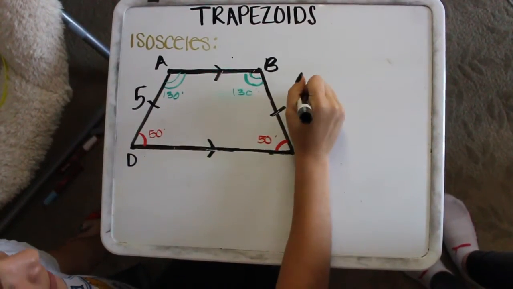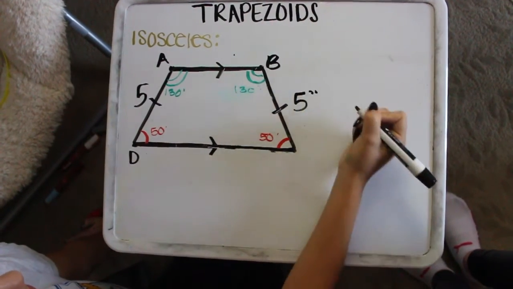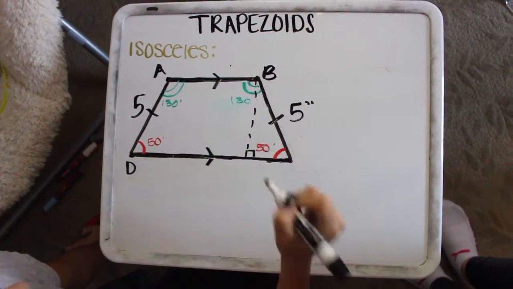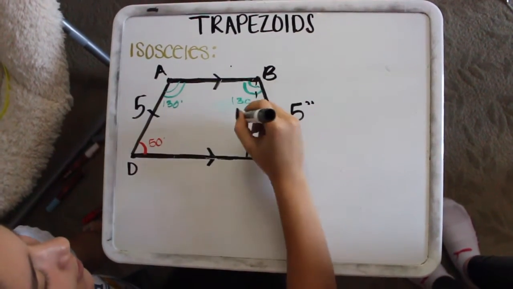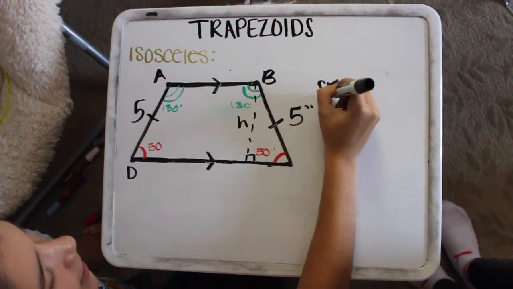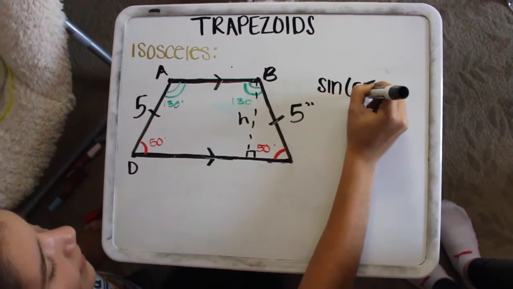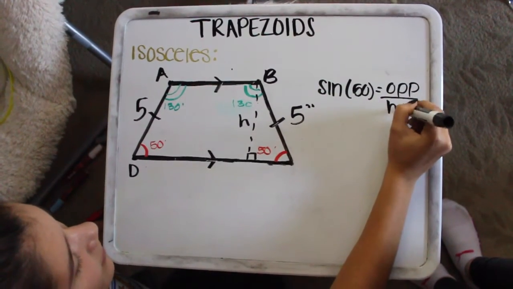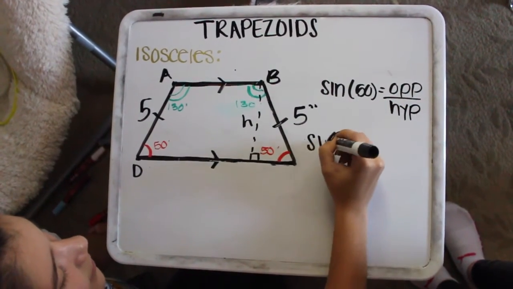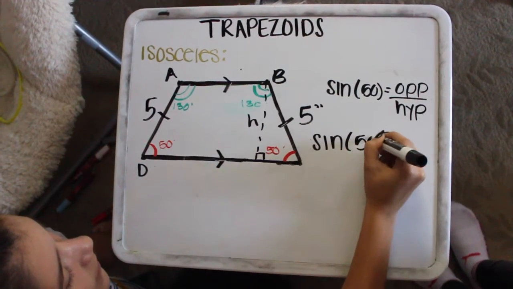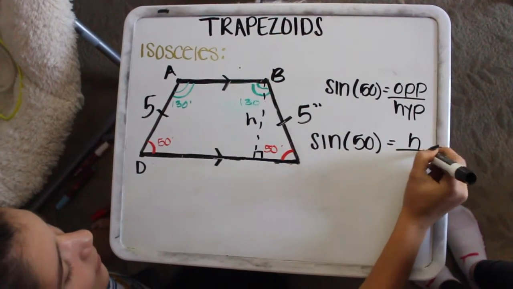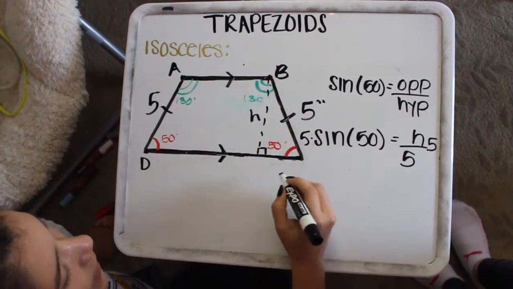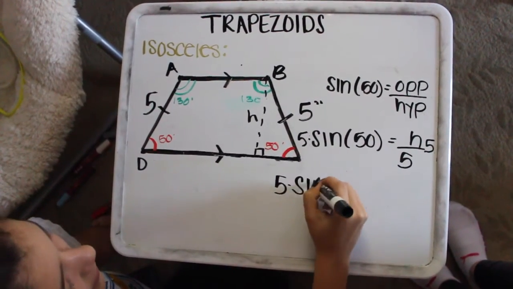So, to solve for the height in an isosceles trapezoid, given one of the non-parallel side lengths, you can draw in a height forming a right angle. You would then use simple trigonometry to solve for the height. So you would use sine of the base angle, which is 50 degrees, and you would use opposite over hypotenuse with it being sine. This would then give you sine 50 degrees equals the height over 5. You would multiply both sides by 5, which would then give you 5 times sine 50 equals the height.